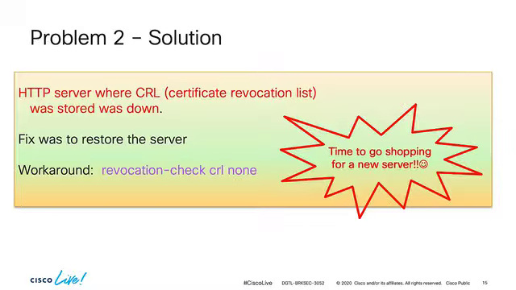Meanwhile, while the PKI team was bringing up a new server, we had to ensure that all of the spokes communication was up, and that they can actually access the data center behind the DMVPN hub. One of the temporary workarounds which we used was that the revocation check CRL was set to none till the time the CRL server was brought up, and then it was set to required.